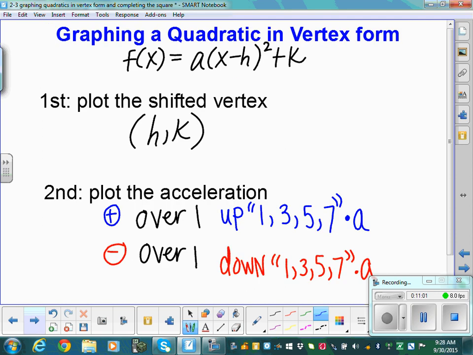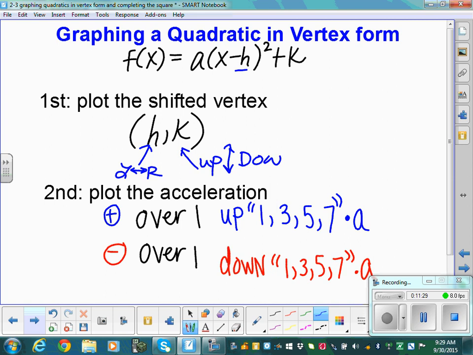Here are the steps, if you want to write down the steps to graphing a quadratic, but we just practice the steps. So the first thing you'll do is plot the shifted vertex. You'll look, where's my shift left and right? Where's my shift up and down? Plot the vertex. The vertex is going to be at h, comma, k. We always go the opposite of the sign for h. So that'll be our shift left and right, and this will be our shift up and down.